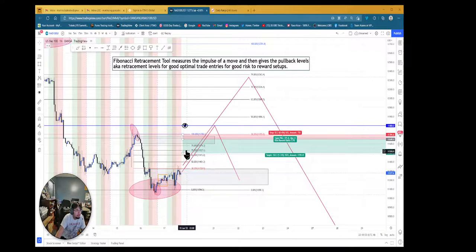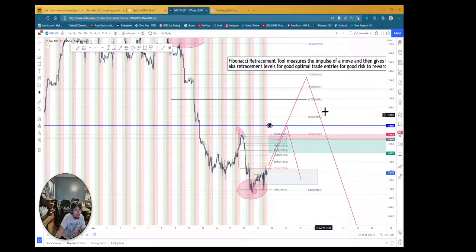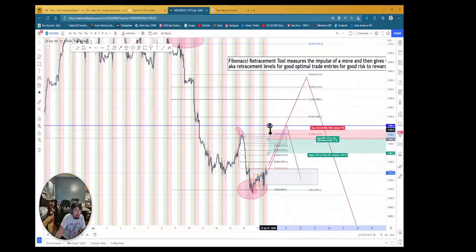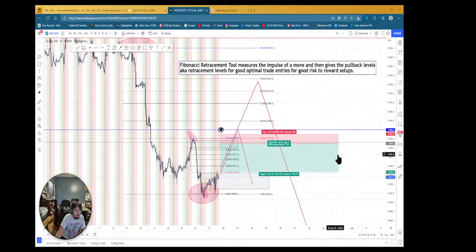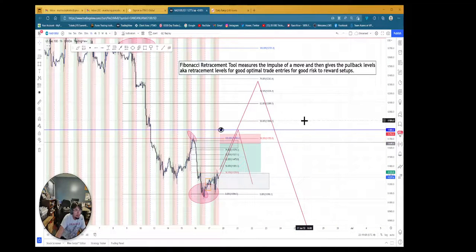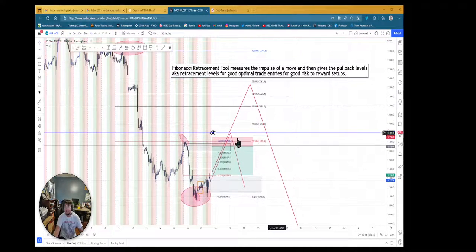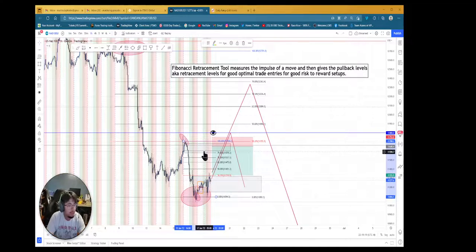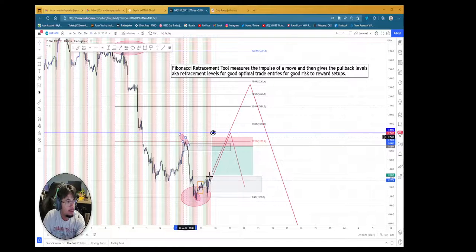You know, for getting in here, wait for the pullback. But you know, who knows, guys? Maybe do a 100 pip stop loss for a 1 to 3 risk to reward. May come up, come down during market open of New York. Who knows? But this is how you use Fibonacci retracement tools, guys. And I want to go over one more, how to use it after, as the trade's playing out.